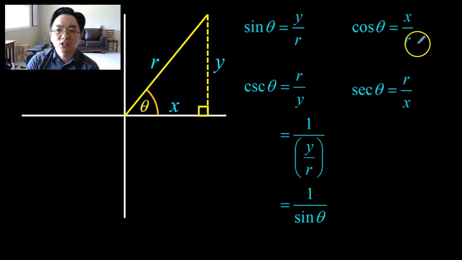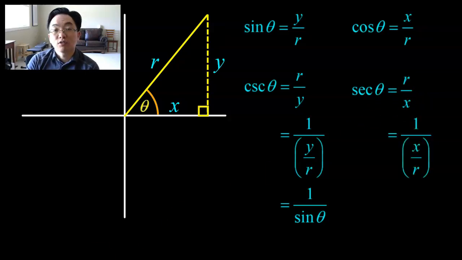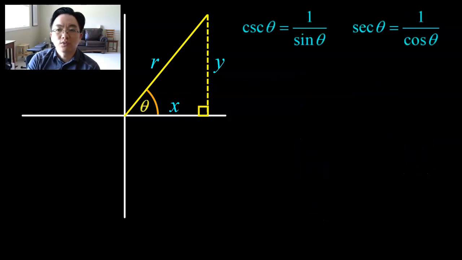Similarly, if cosine is x over r and secant is the reciprocal, then secant would be r over x. The reciprocal of x over r can also be written as 1 over x over r. And at the end of the day, sec is in fact defined as the reciprocal of cosine. Okay, so that's what we've discovered. Well, we haven't really discovered. We already knew this from the beginning.